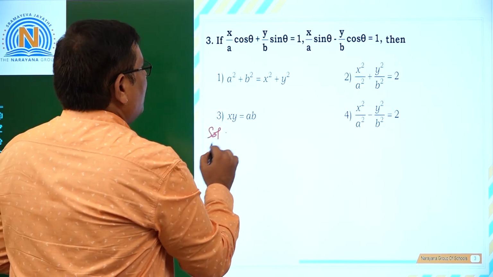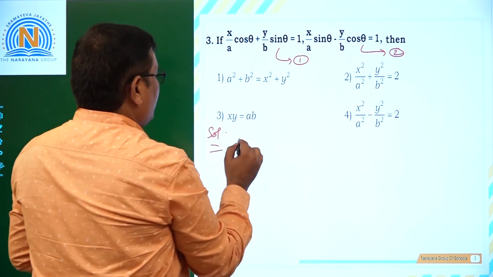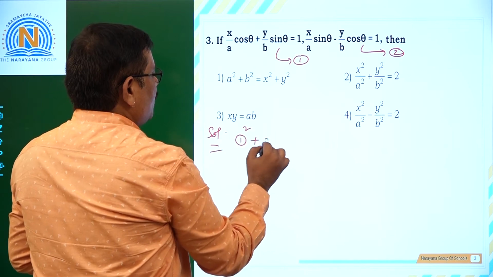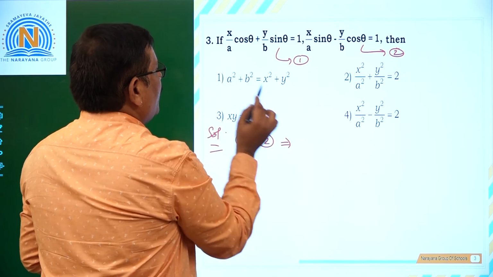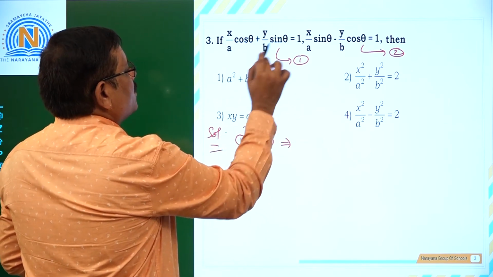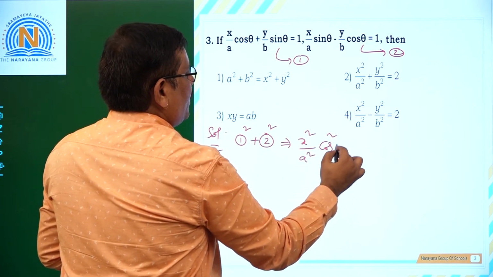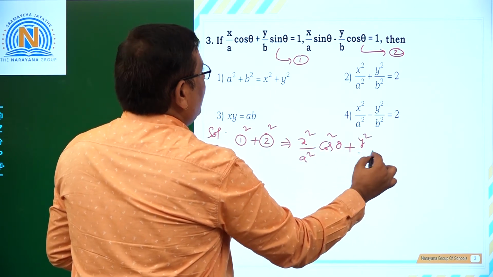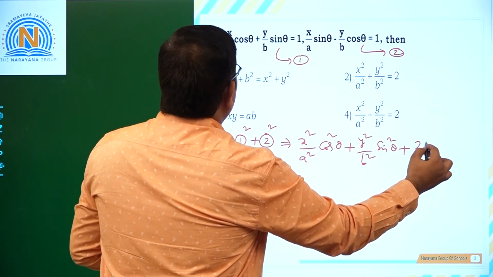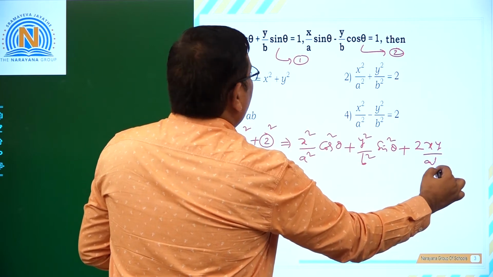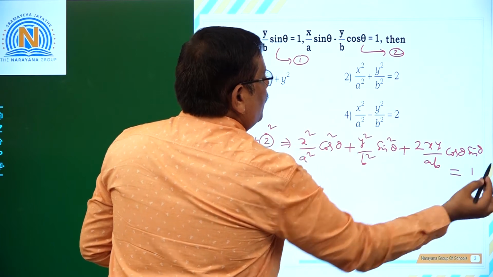This is the first equation, and this is the second equation. Let me try to do equation 1 squared plus equation 2 squared. Equation 1 squared is in the form of (a plus b) whole square. So x square by a square cos square theta plus y square by b square sin square theta plus 2 into xy by ab cos theta sin theta is equal to 1.